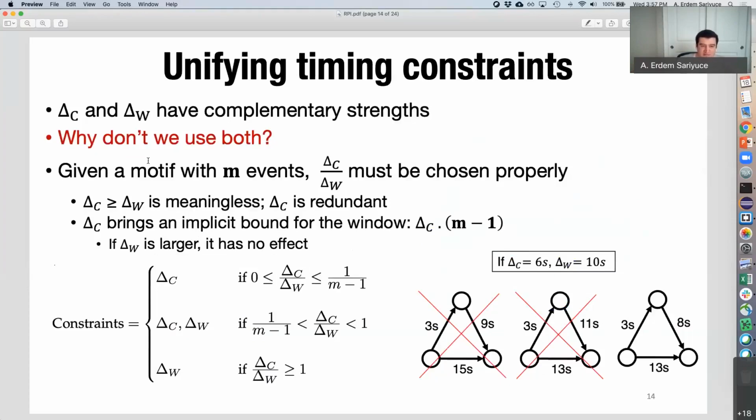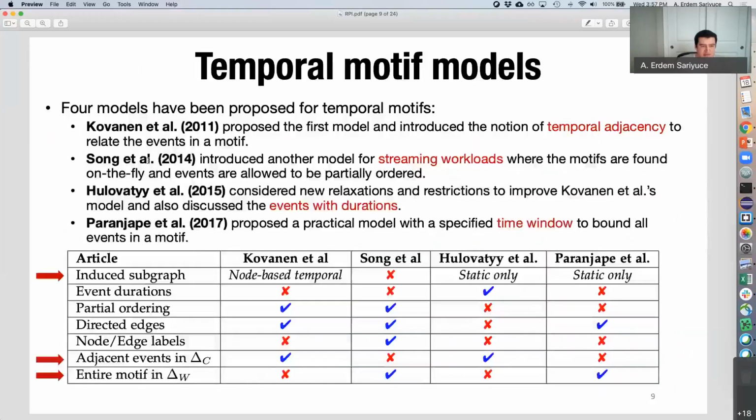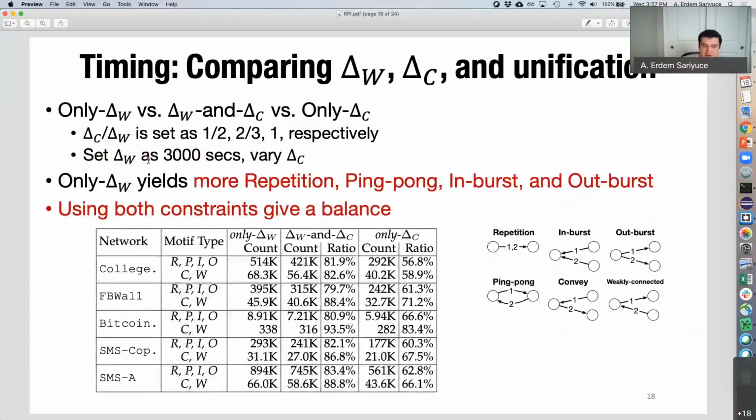Sure. The value we chose was usually 3,000 seconds, I guess. So delta W was around 1 hour. And for this 1 hour window, we could get the results in less than a couple of hours. But if you are looking for a larger window, if the rhythm of the data is more in the days or the weeks, then it will take much more time.